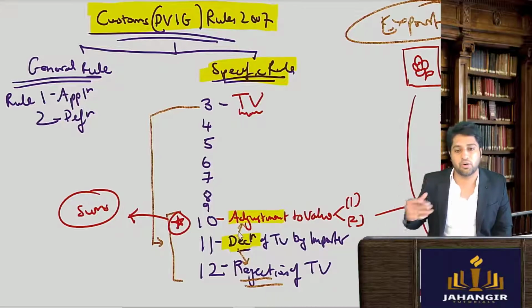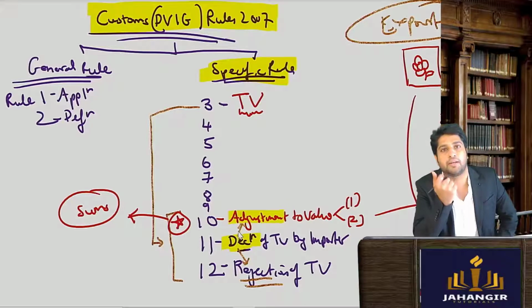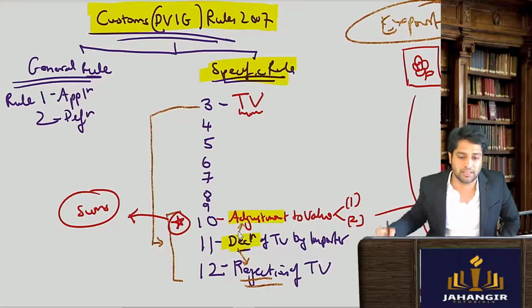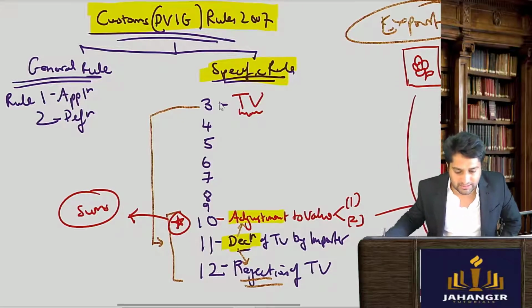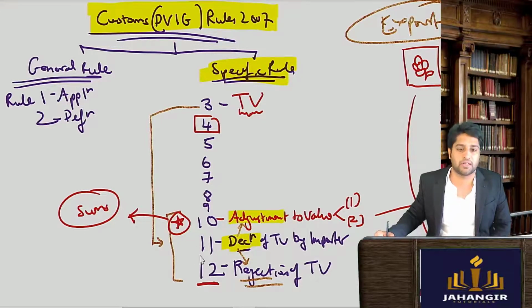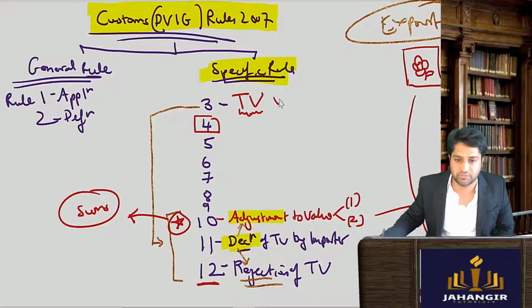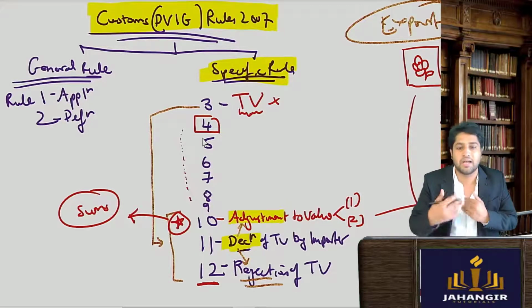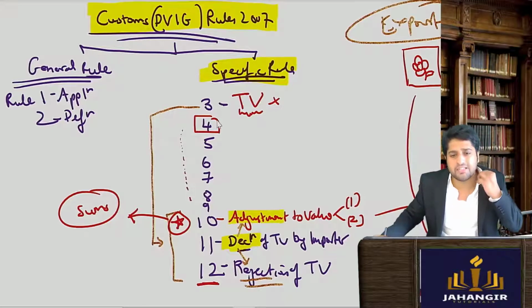Now the question comes up, if it is rejected, what will you do? He's not saying that anything of yours is correct. I'm rejecting it. The moment it is rejected, you will have to go to rule number 4. If it is rejected under rule 12, then you can't trust the transaction value, and now you will go into the rules in this order only: rule 4, if 4 doesn't work then 5, then if 5 doesn't work then 6, and so on. Let's see what it is.